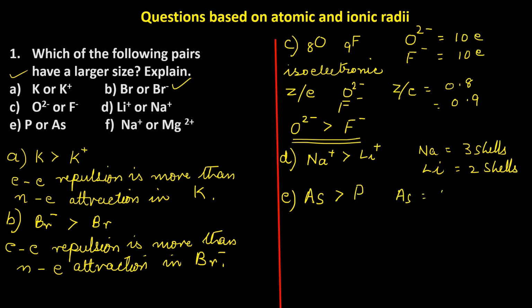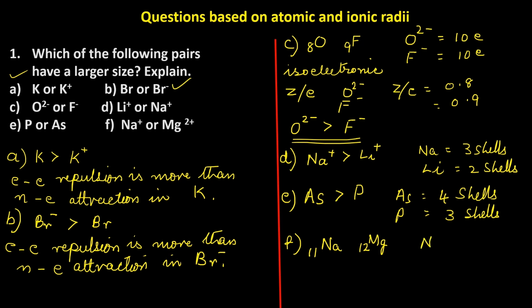So, the reason is arsenic has 4 shells but phosphorus has only 3 shells. Next one and the last one in this series, F. Sodium ion or magnesium 2 plus ion, which is bigger? Atomic number of sodium is 11 and that of magnesium is 12.